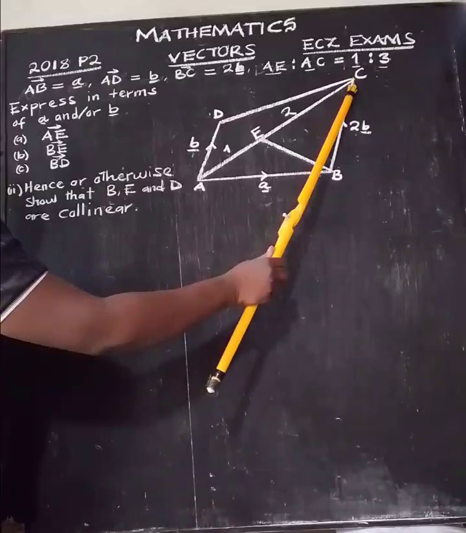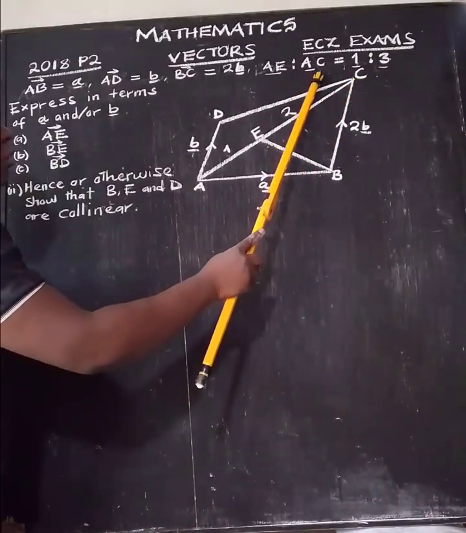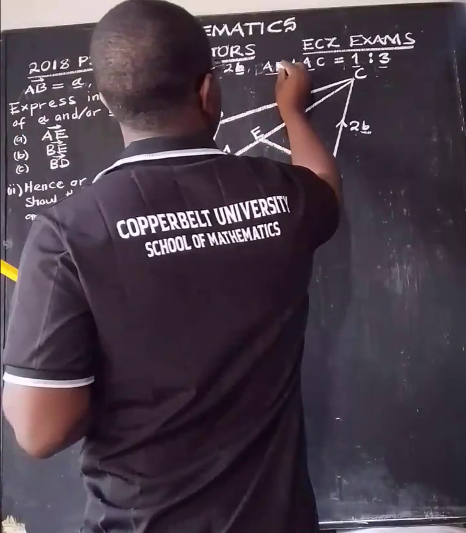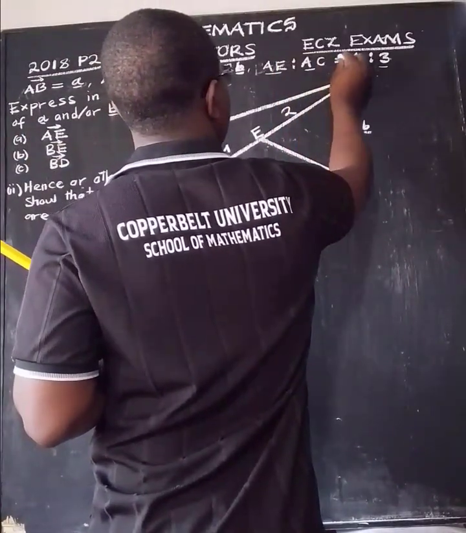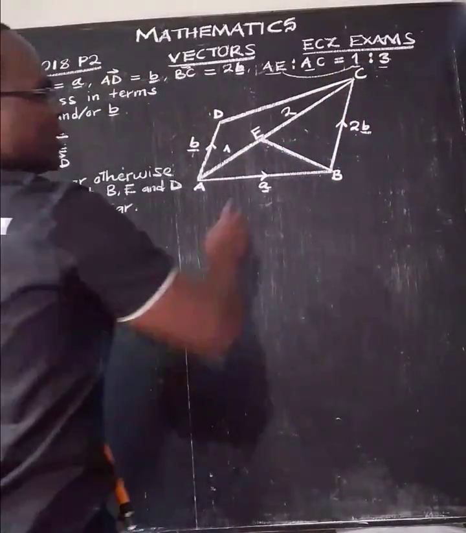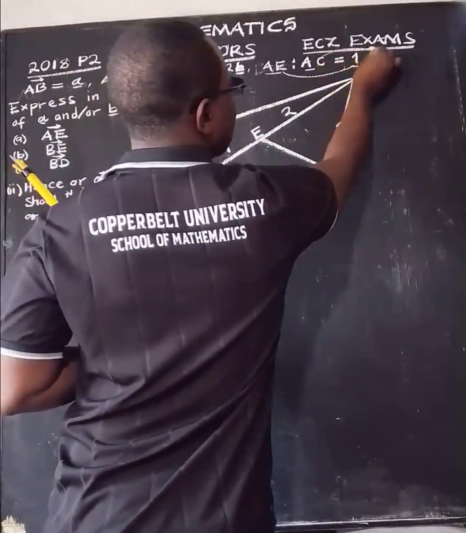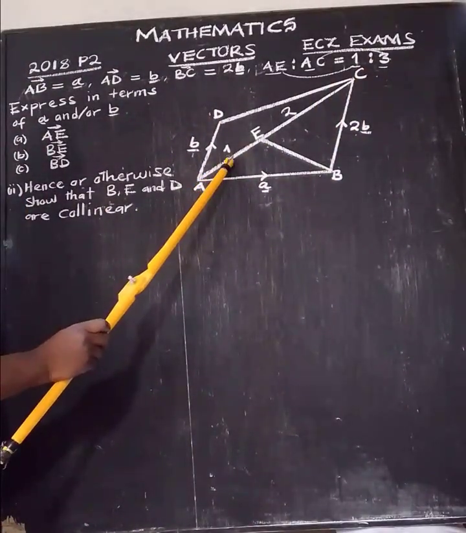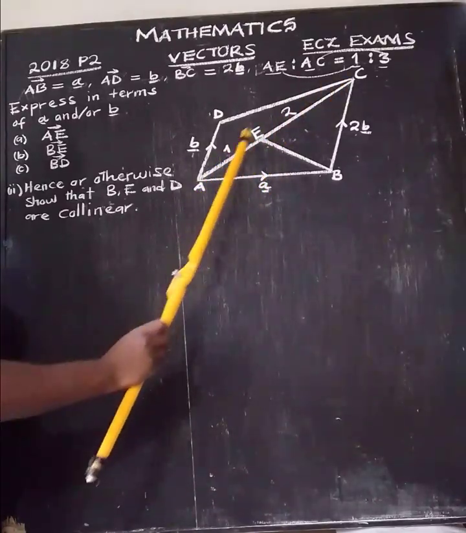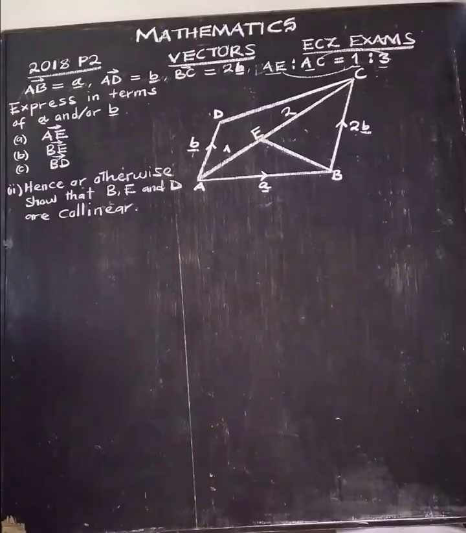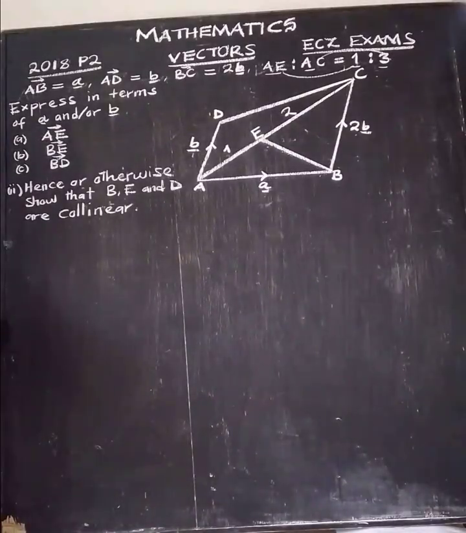From A to C, it's 3. Okay? Look. AE, it's 1. Then AC, it's 3. So from A to E is 1. Then from A to C it's 1 plus 2, which is 3. That's the meaning. Very important. So let's move on now.